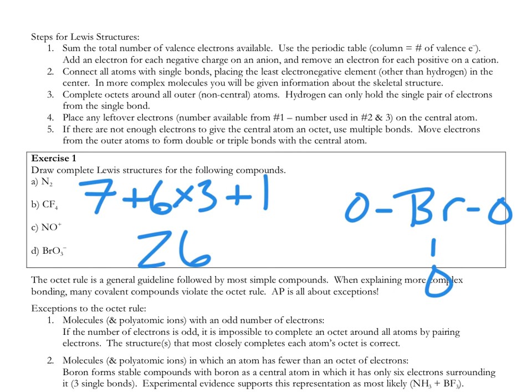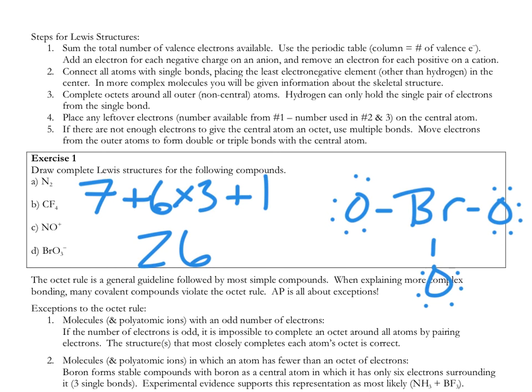So then I fill my outer electrons. 1, 2, 3, 4, 5, 6. 1, 2, 3, 4, 5, 6. 1, 2, 3, 4, 5, 6. So now I have placed 2, 4, 6, 8, 10, 12, 14, 16, 18, 20, 22, 24, but I have 26. So that hasn't happened yet, but this is where we get to step 4.